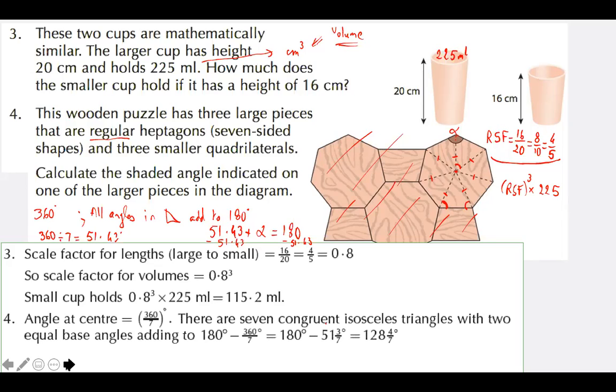Or you can leave it as a fraction, 900/7. That should be okay too. You can say that this is just 900/7 degrees if you wanted to. Or you can just say, I'm going to write this with 2 decimal places, but you need to state it: 128.57 degrees with 2 decimal places.